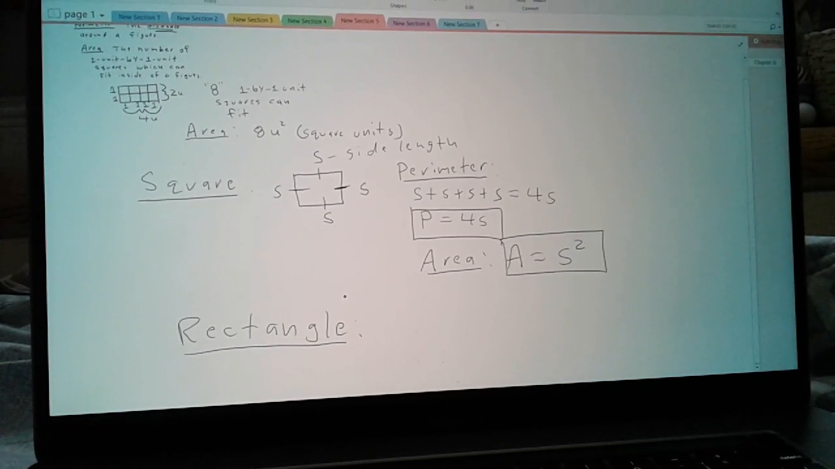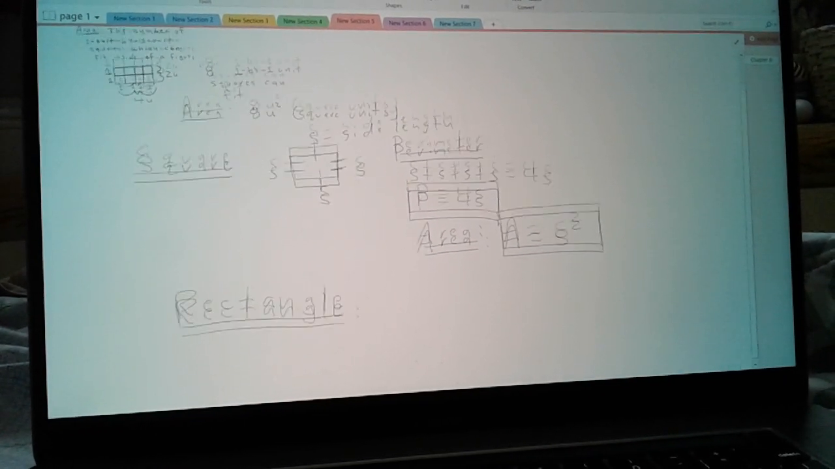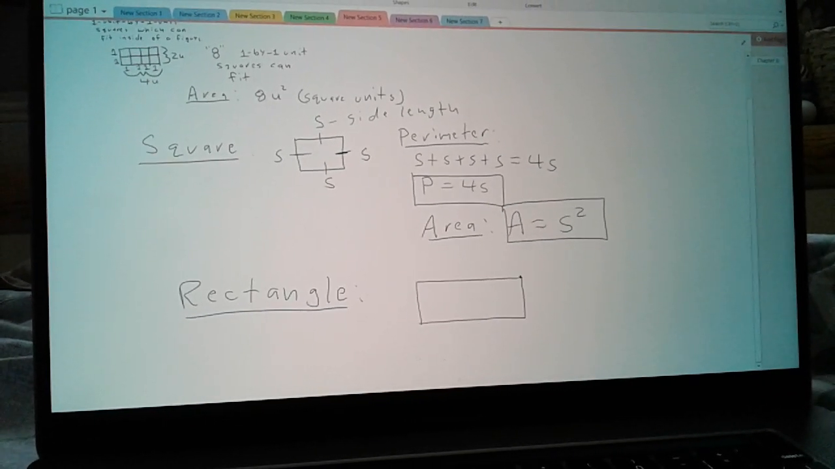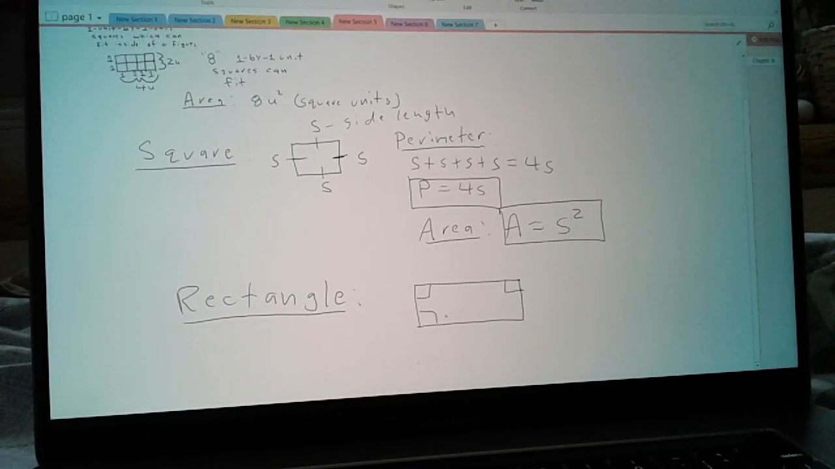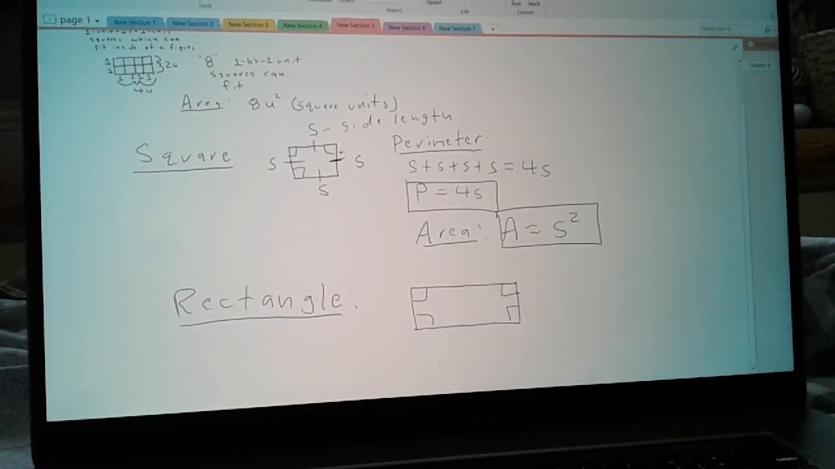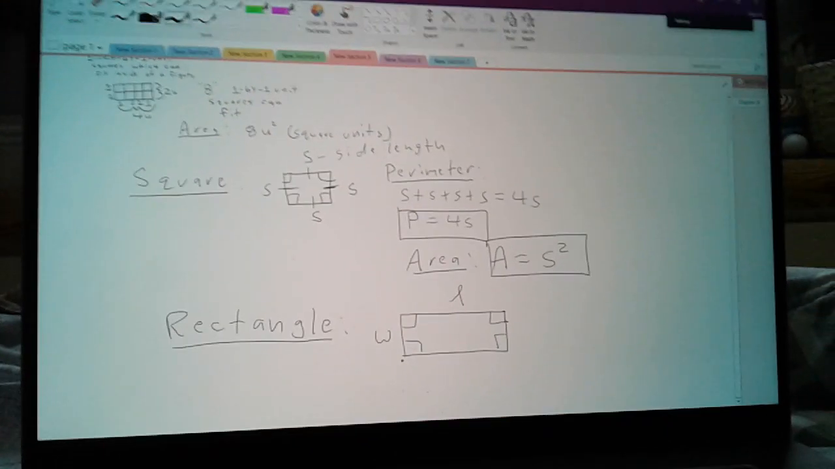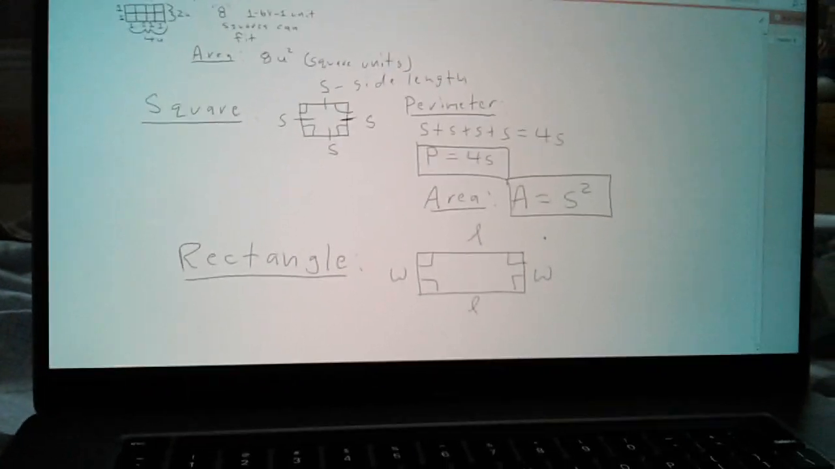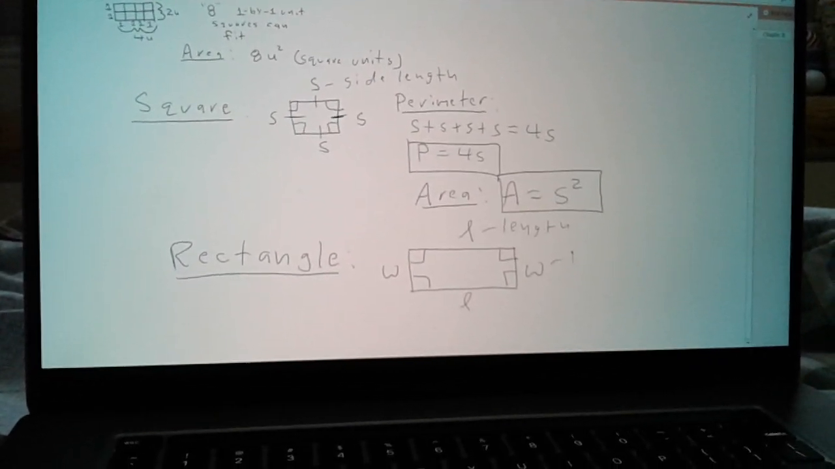So another 4-sided figure is called a rectangle in math. So a rectangle is a quadrilateral that looks like this. So all the angles are 90 degrees. Same with the square too, actually. So a square or a rectangle has a length and a width. So L is the length, W is the width.